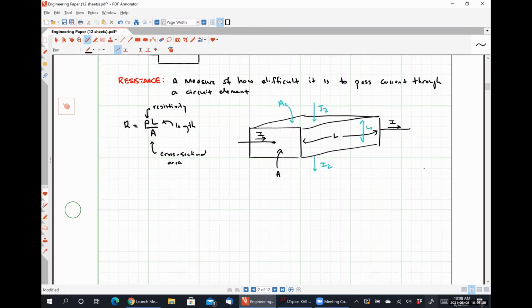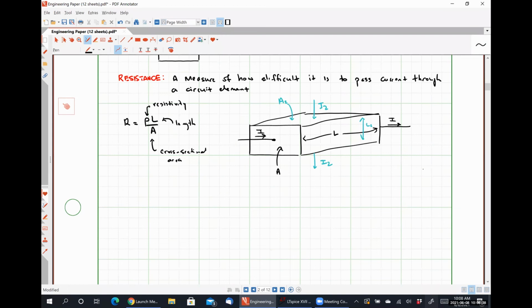So let's say that I have a wire. We know, generally speaking, we'll consider a wire to be a cylinder.